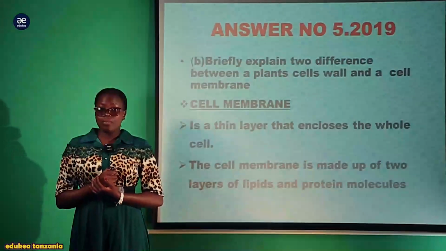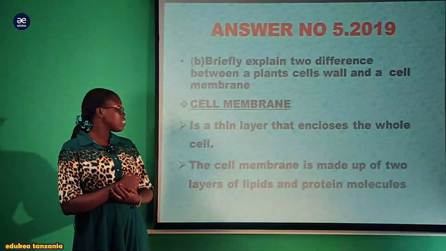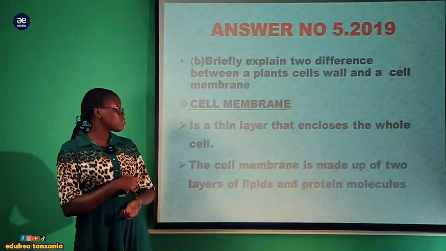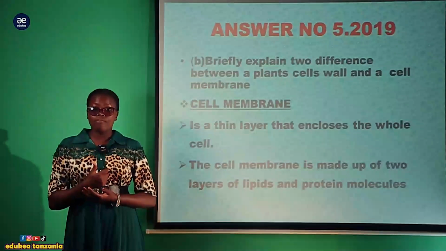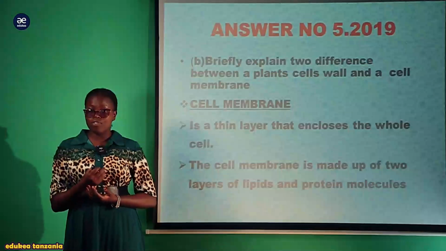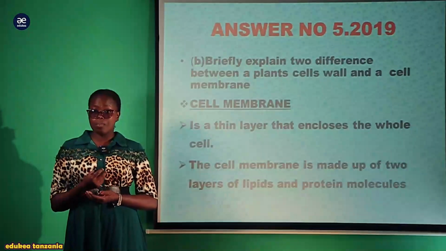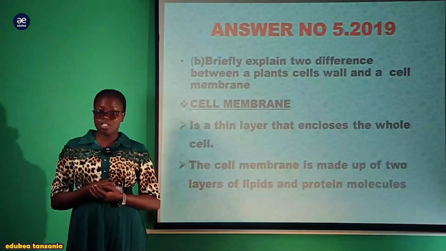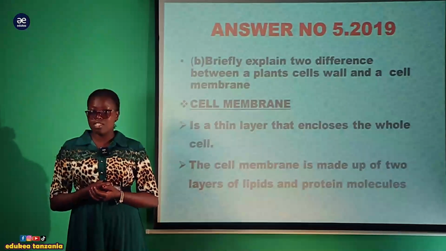The question Roman B, for question number 5, needs you to explain two differences between the plant cell wall and an animal cell membrane. My lovely Form 2 students, these are all the organelles found within the plant and animal cell, but the cell wall is only found in the plant, and the animal cell does not possess the cell wall. So that is the greatest difference.